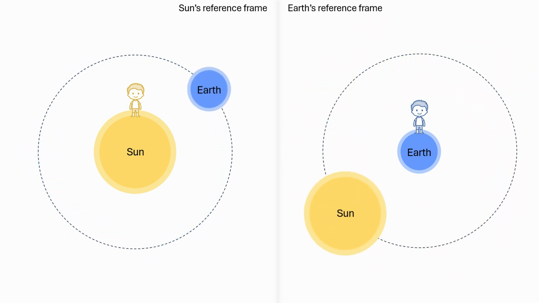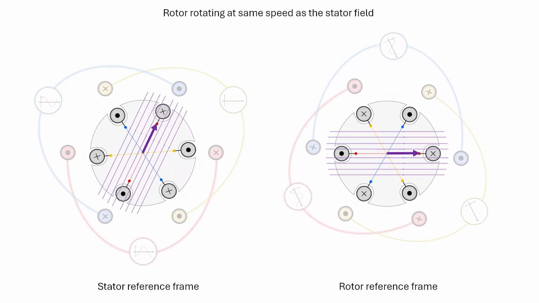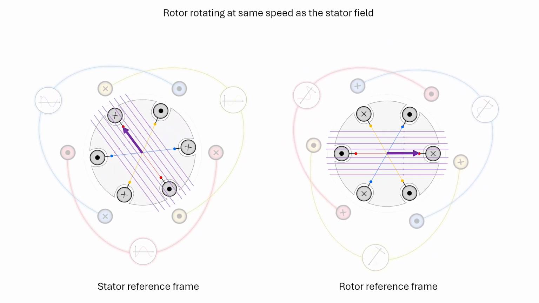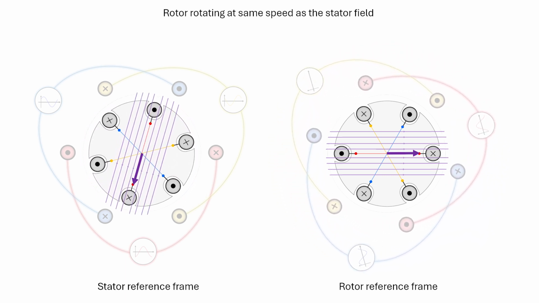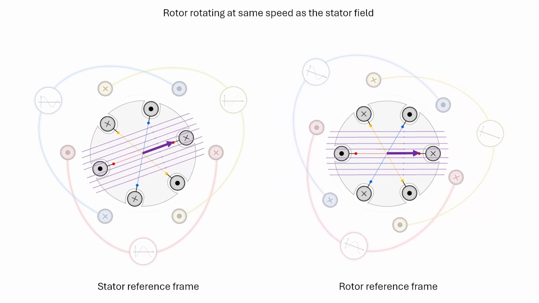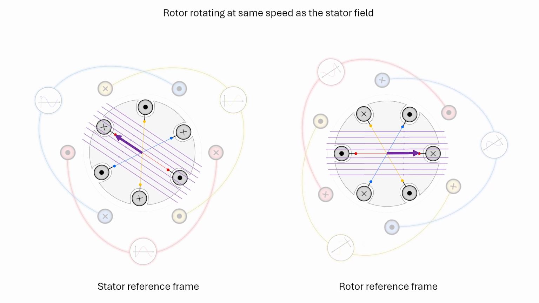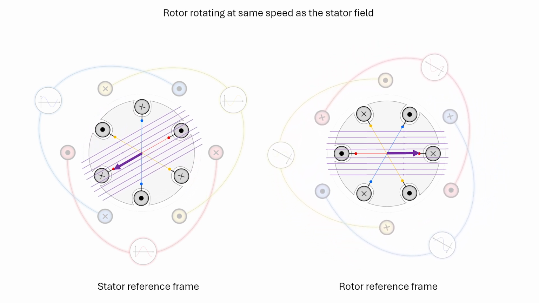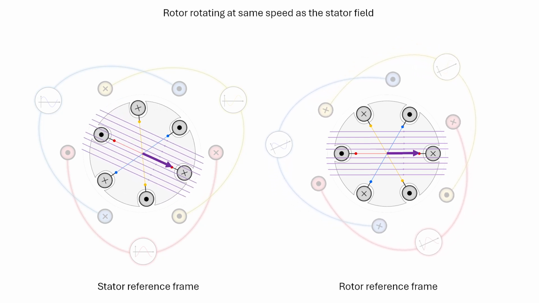Similarly, if you look at the induction motor from the rotor's frame of reference, you will see a better perspective of the relative motion of the stator field with respect to the rotor. As you can see, in the rotor frame of reference, the rotor is stationary. Also, the stator field does not have any relative motion with respect to the rotor. Thus, no induced current and no torque.